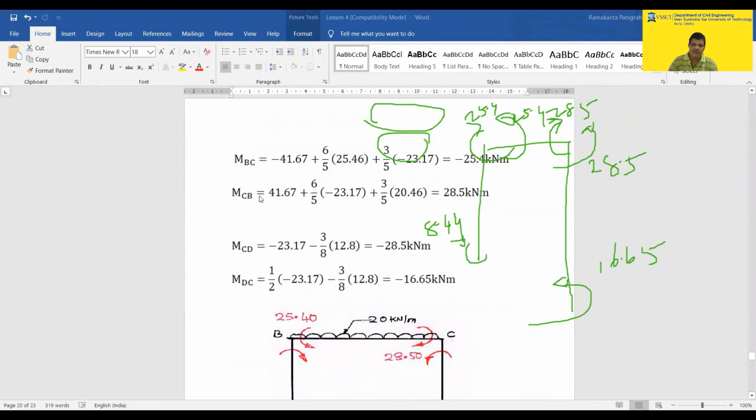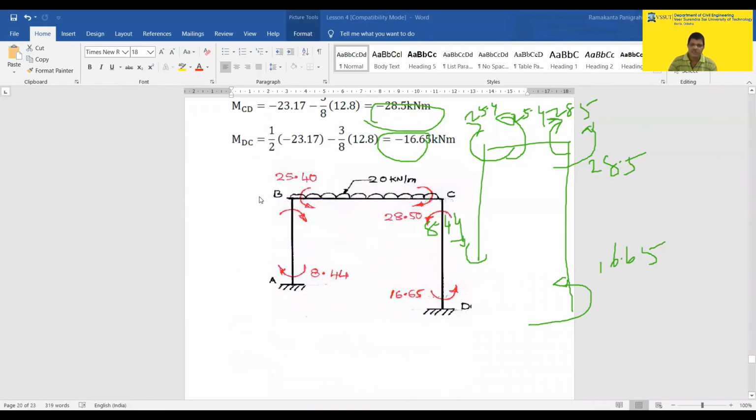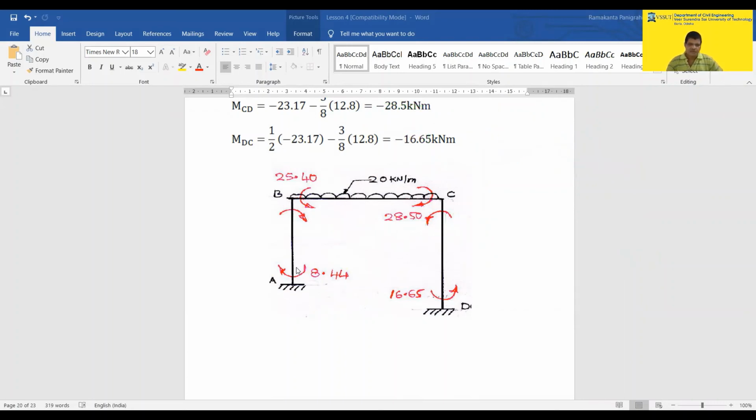If you are interested, you can draw the bending moment diagram. The similar thing is given here. As I have explained, you can give these values here. So 8.44 is positive clockwise. Here this value is 25.4, positive clockwise. Here is negative clockwise. Here it is positive clockwise, negative anti-clockwise.